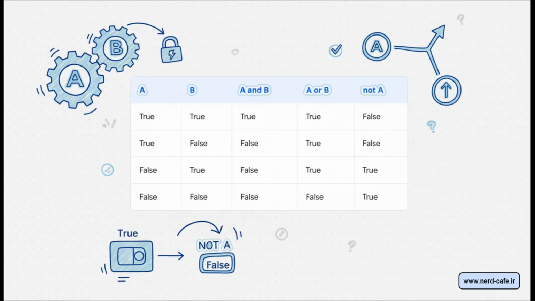Okay, this table here is basically a cheat sheet for everything we've just talked about. It's called a truth table. It just shows you every possible combination for A and B, and then tells you exactly what the result will be for and, or, and not. It's the complete rulebook, all in one place.